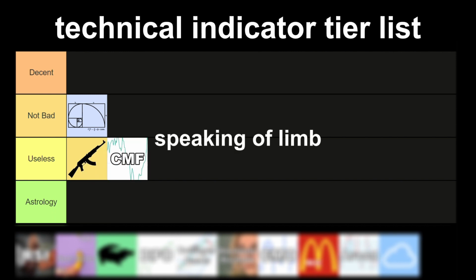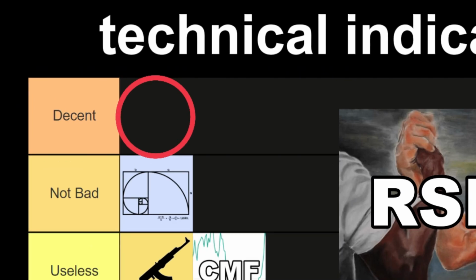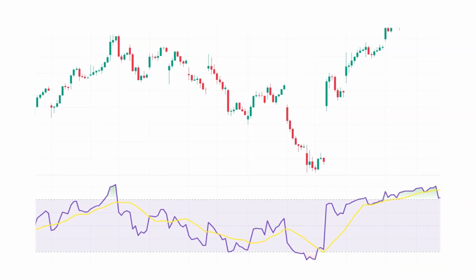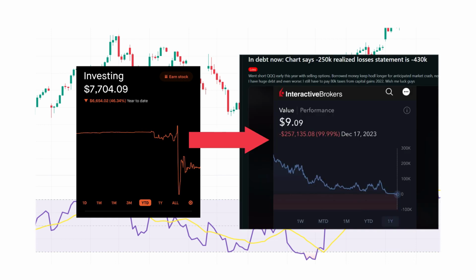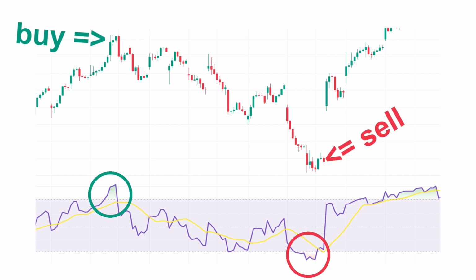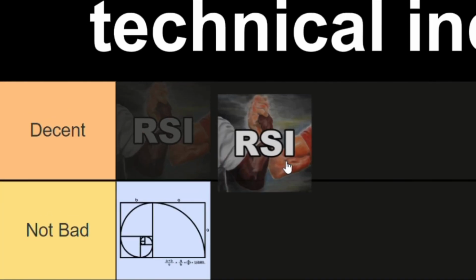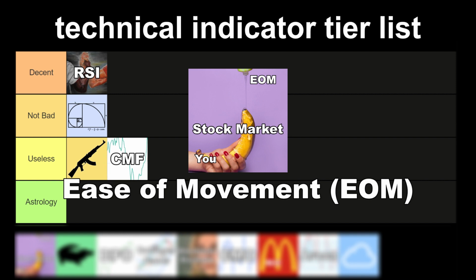Speaking of limp, let's look at your relative strength index. Where is the relative strength index gonna go? Finally, a decent one? This indicator basically shows you if a stock is overbought or oversold. So if you want to take your buy high sell low strategy to the next level, you can use this indicator to buy stocks when the RSI is above 70, and sell them when the RSI is below 30 again. This indicator is both very easy to use and pretty powerful. Our first decent indicator.